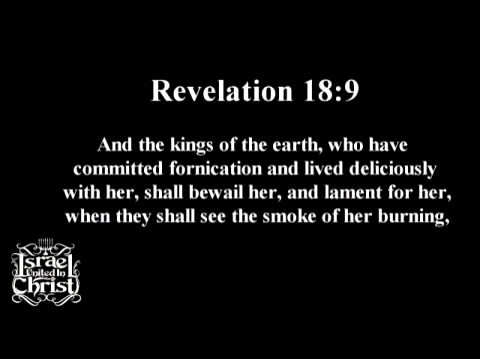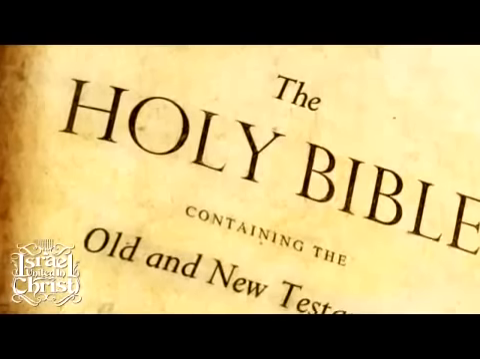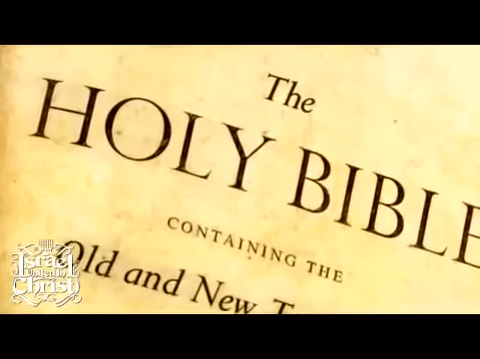Remember we read that up in verse what? Verse 3. It said about the wine of the wrath of her fornication, which broke down to what was the wine? Their lies, their falsehood. Read verse 9 again. And the kings of the earth who have committed fornication and lived deliciously with her shall bewail her and lament for her. They shall see the smoke of her burning, and the merchants of the earth.